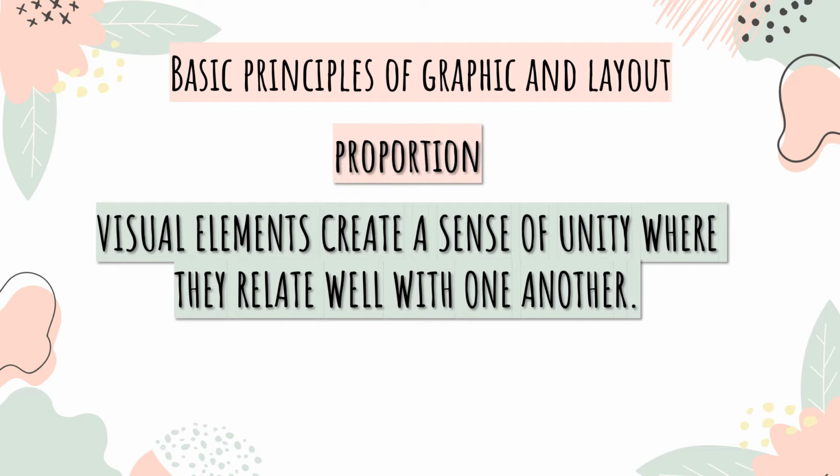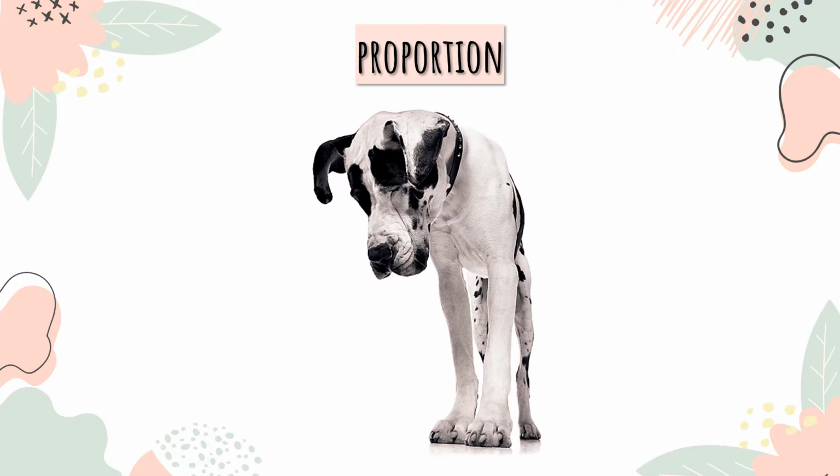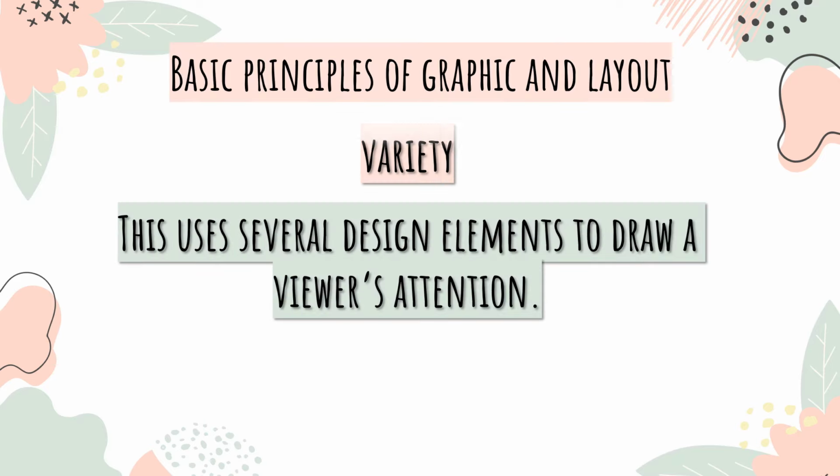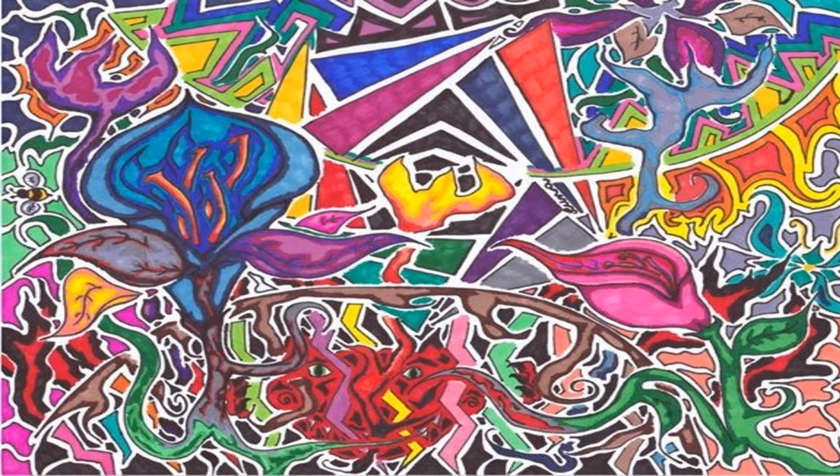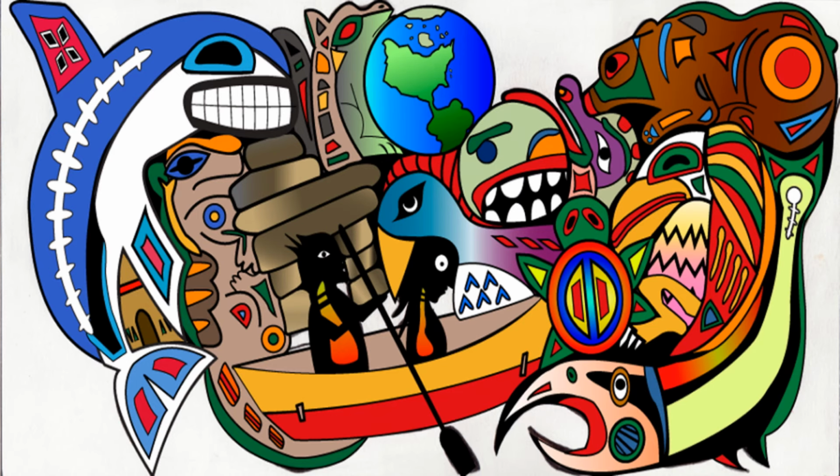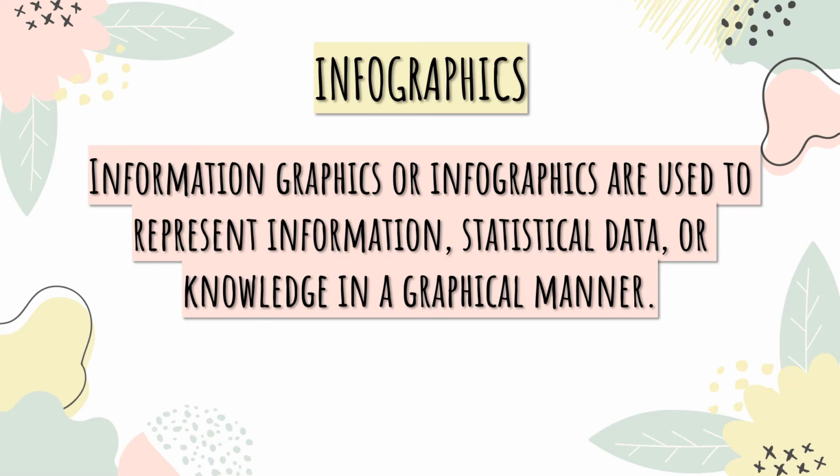Next is proportion. Visual elements create a sense of unity when they relate well with one another. Proportion is the relationship of 2 or more elements in a design and how they compare with one another. Variety. This uses several design elements to draw viewers' attention. Variety is an art concept that adds interest to an artwork where different visual elements are combined by the artist.